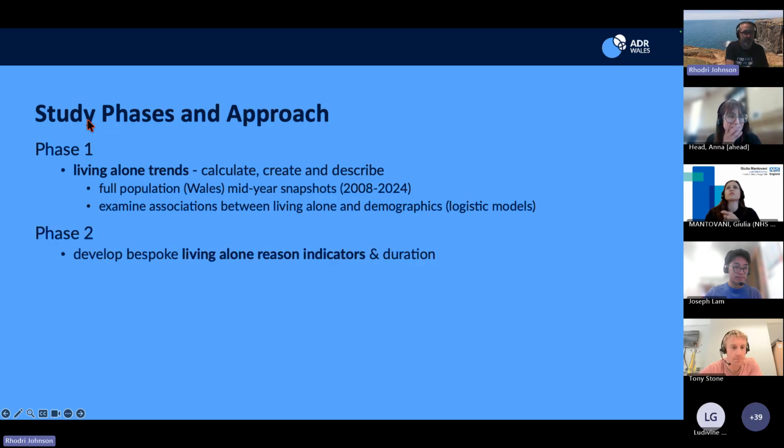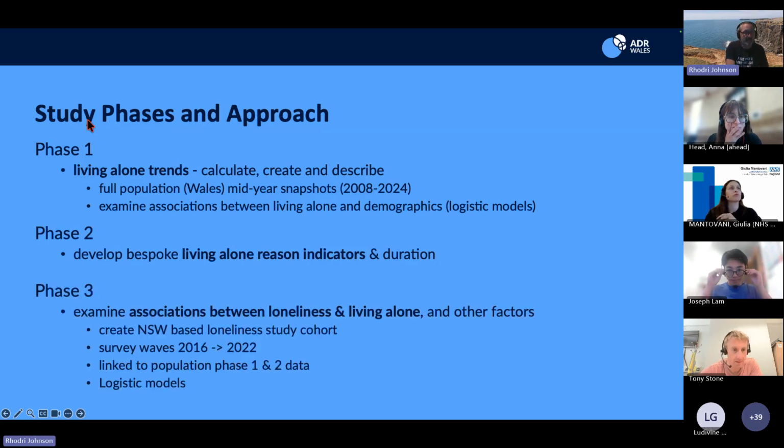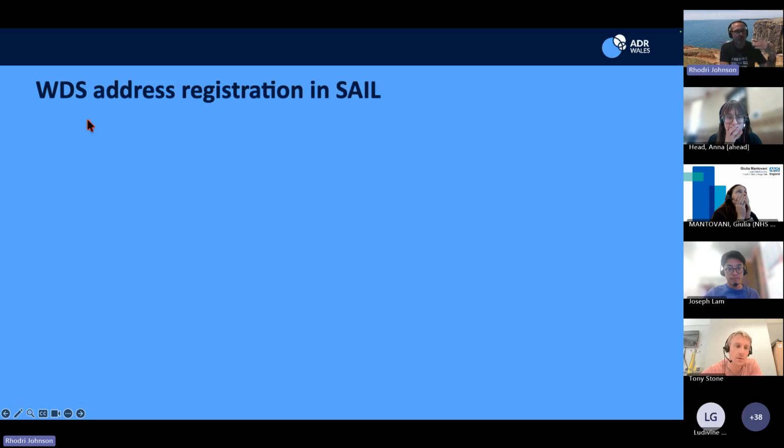Phase 2 is around developing those living alone reason indicators and duration of living alone. And then phase 3, bringing that data together, linking it with the National Survey for Wales survey data, survey waves 2016 to 22, and then looking at the risk of loneliness across different scales based on living alone and various risk factors, partly from the National Survey for Wales, partly from derived data just using SAIL.